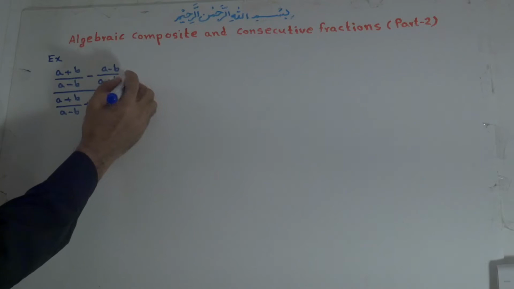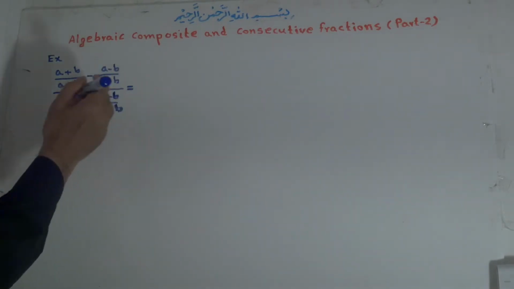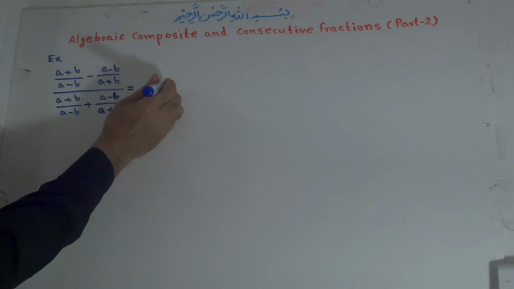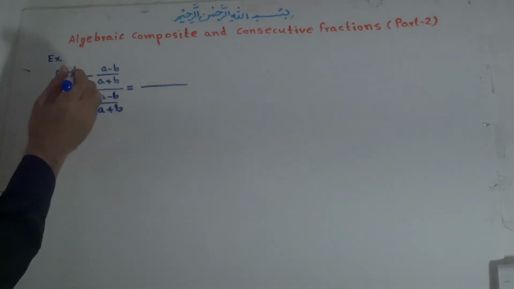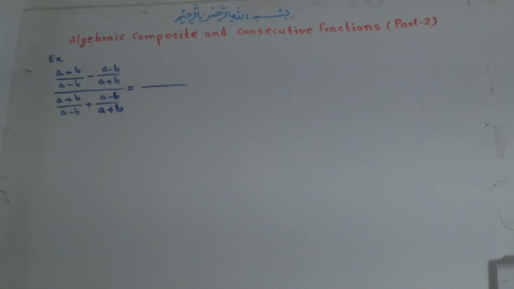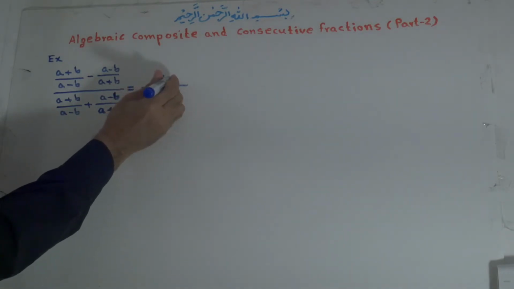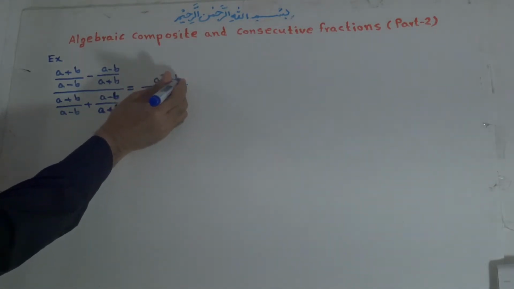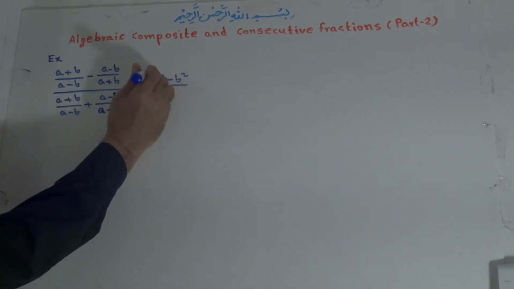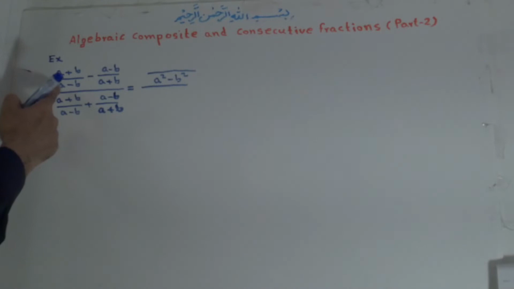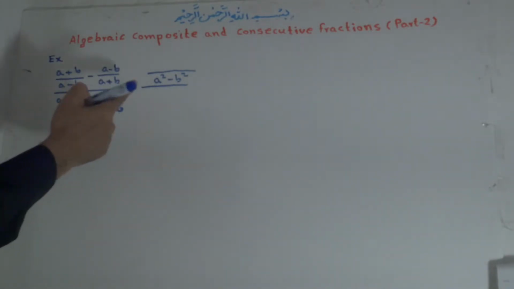Now we solve the numerator separate and the denominator separate. For the numerator, the common denominator is a minus b times a plus b, which is equal to a squared minus b squared. Now a squared minus b squared divided by the first denominator, a minus b, becomes a plus b.